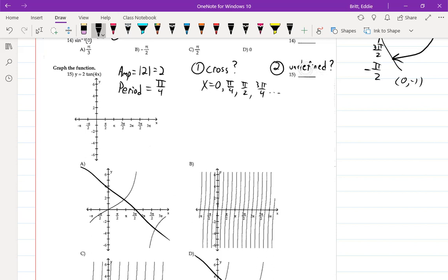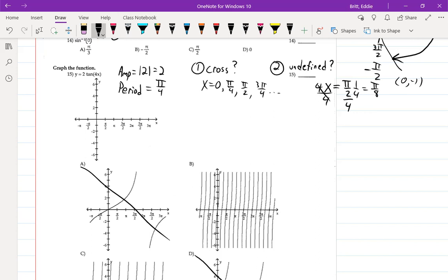Now, where is it undefined? Well, we know that if that was just tangent of x, its undefined first place is pi over 2. But that's not just x, that's 4x. So if I divide both sides by 4, I'll have x equals pi over 8.